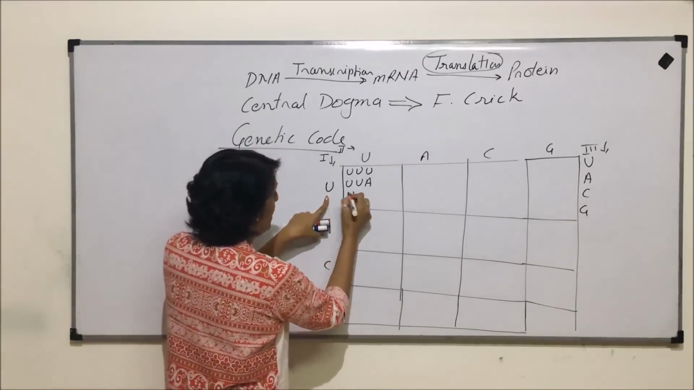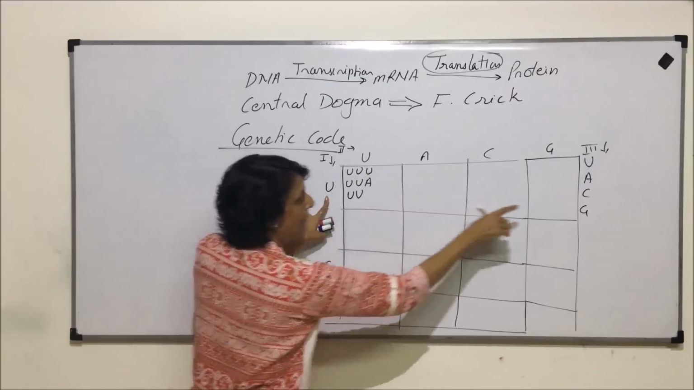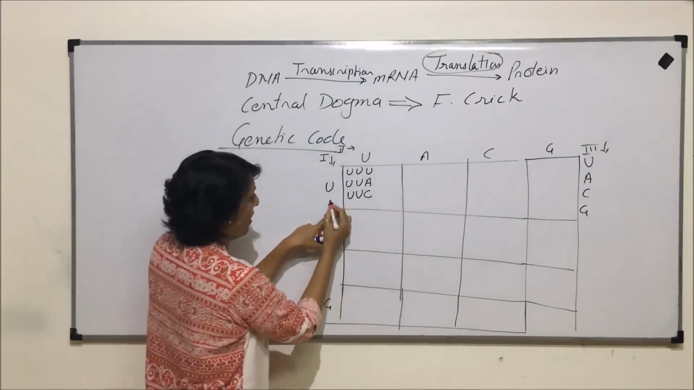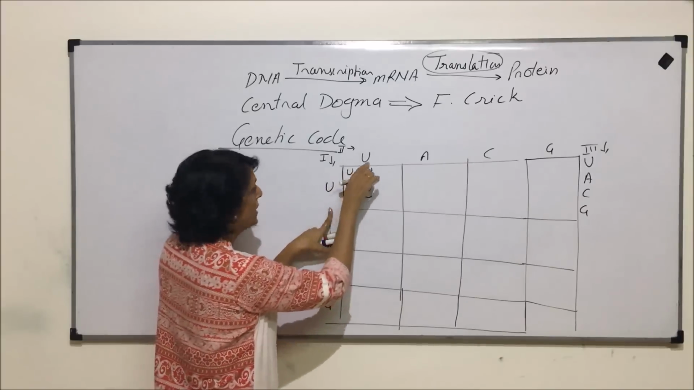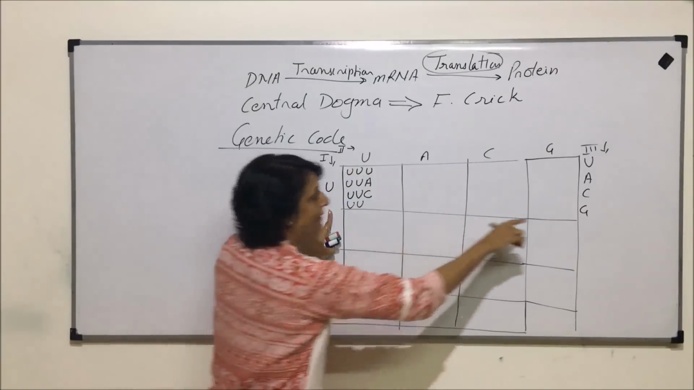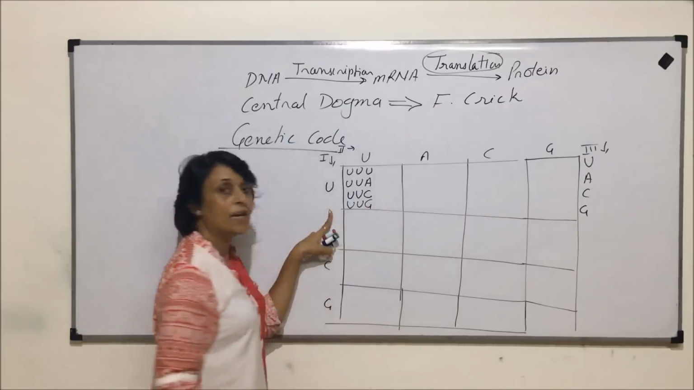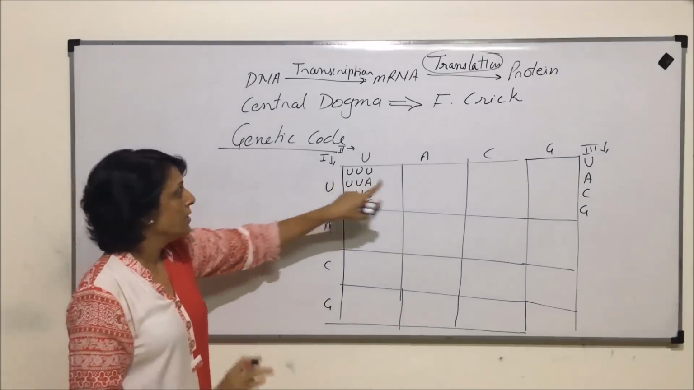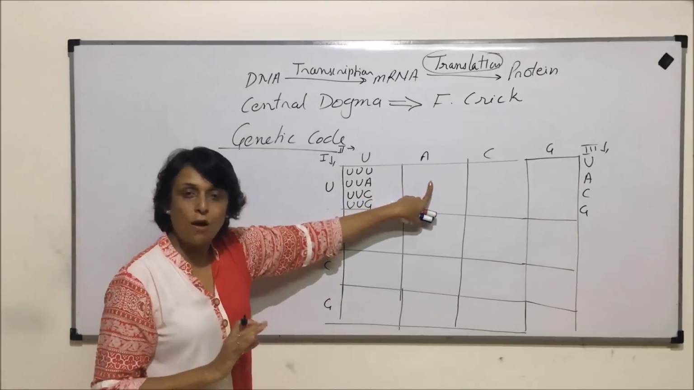The third will be U again, second U, and third is C, so it is going to be C. The fourth combination is again U first, second is also U here, and third is G. So these are the four codes which we have obtained. Let us fill one more box just to be sure of how this combination is done.